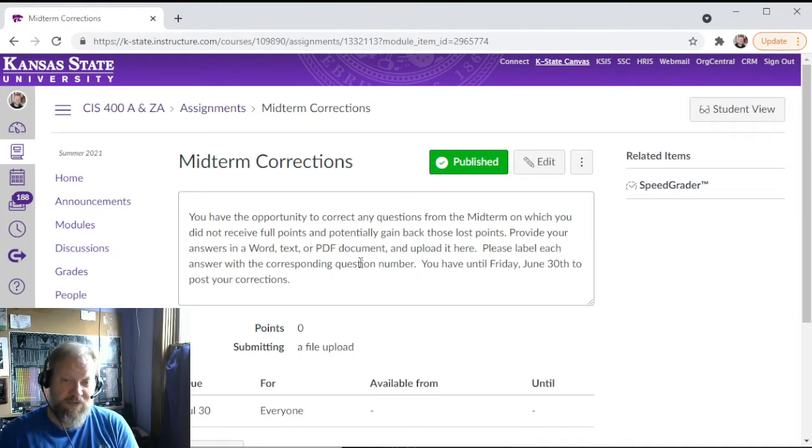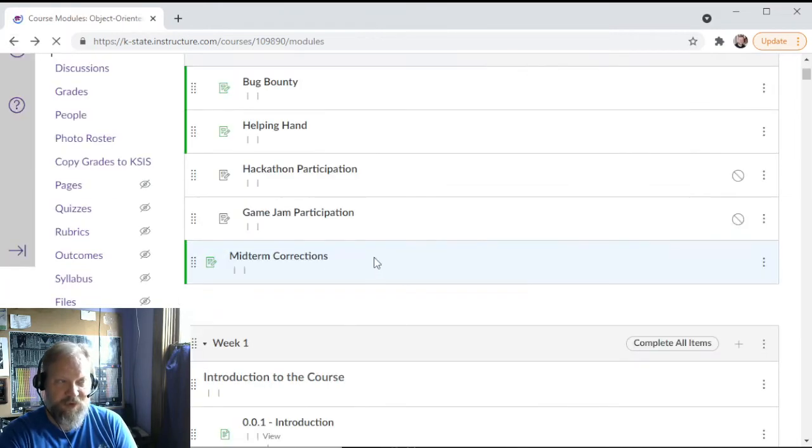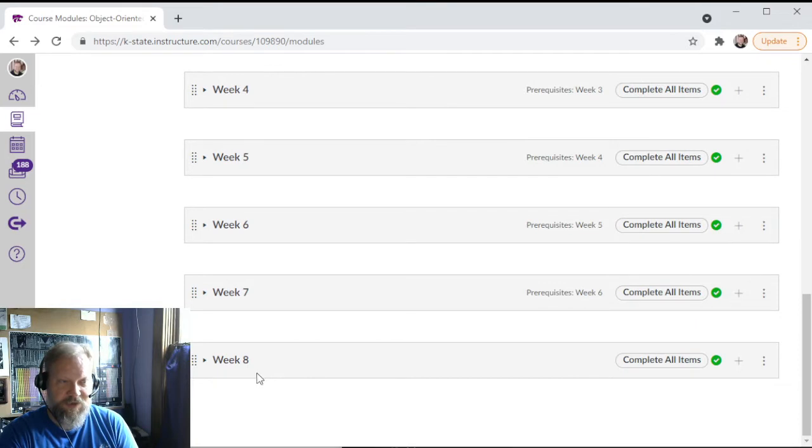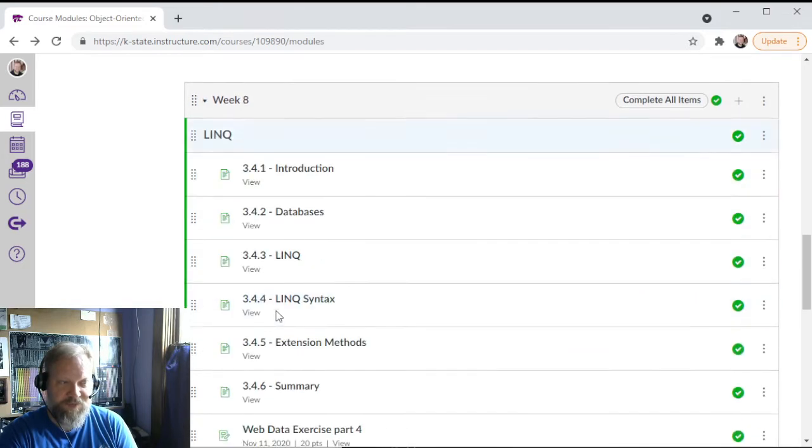Make sure that you write down what question you're correcting, the full correction, and upload that as a Word file or a PDF or a text file, something like that, to this midterm corrections assignment. All right, so we are starting week 8.